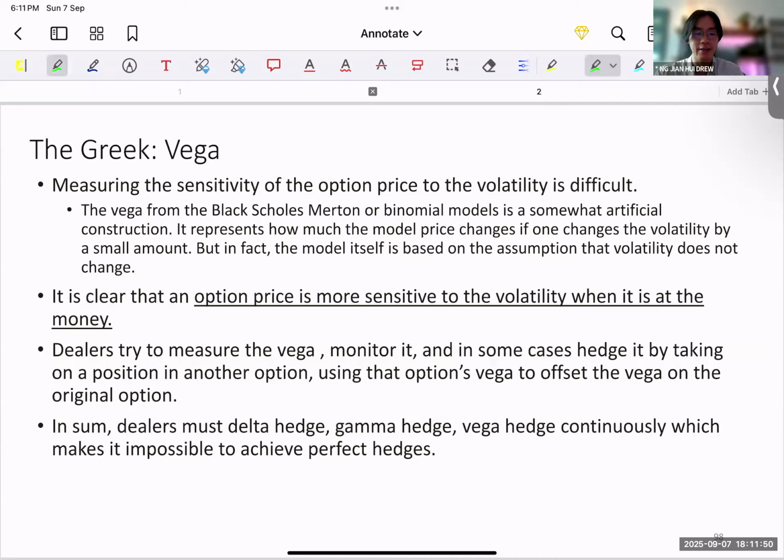So a comment here is that for Vega, the price of the option is more sensitive to volatility when it is at the money, right? So if it's at the money, then any change in volatility could put it in the money, and therefore immediately we can exercise the option. So there's some positive benefit to volatility, and this positive benefit is the greatest when we are close to the exercise price.